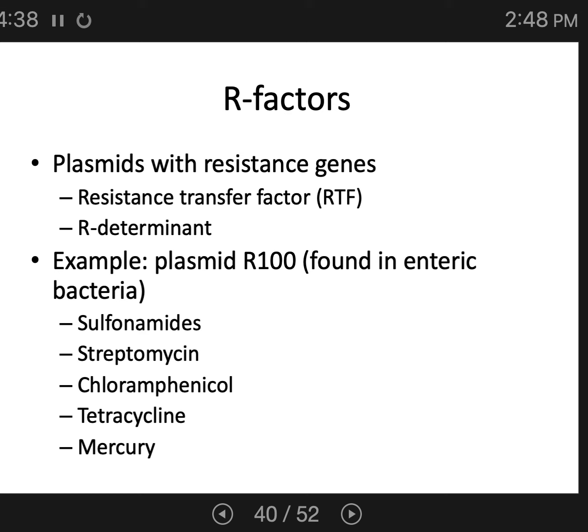Okay. So R100 includes many resistance genes and can be passed among a number of intestinal bacteria, for example, between E. coli, Salmonella, and Klebsiella. So we talked about how E. coli is usually good, although there are some pathogenic strains. But then there's also Salmonella and Klebsiella, which are just pathogens, and they pass through your gut and they pick up antibiotic resistance from gut bacteria if they engage in conjugation.